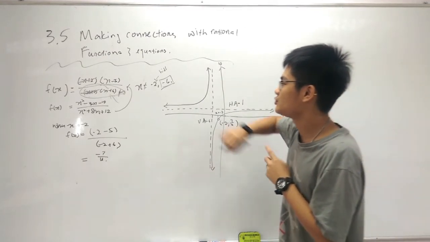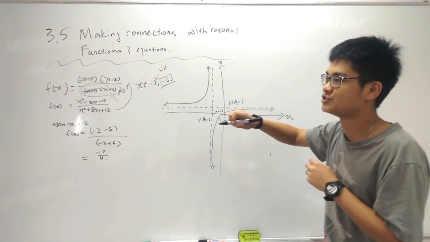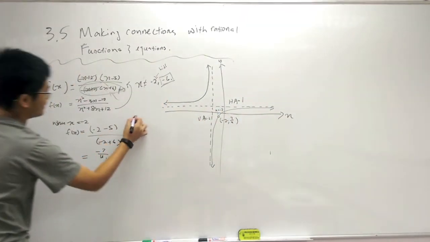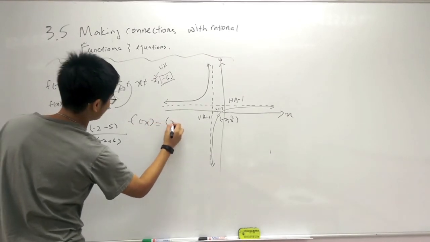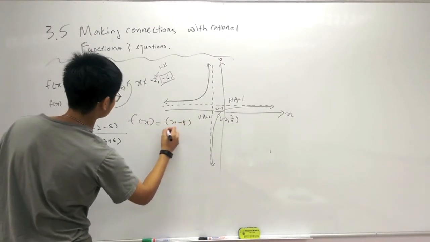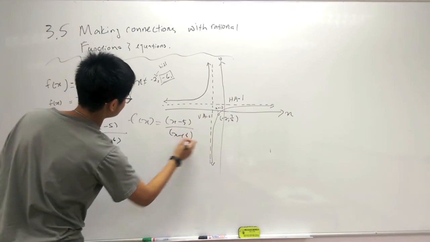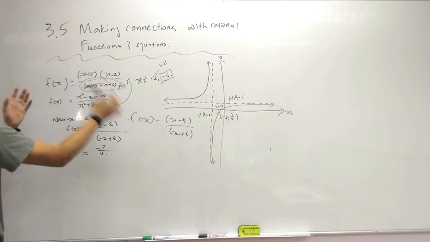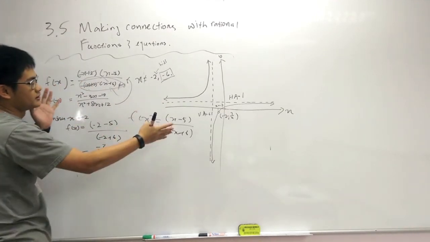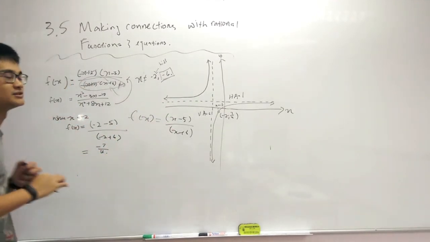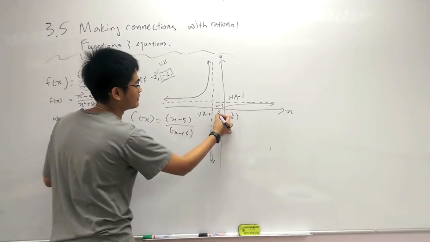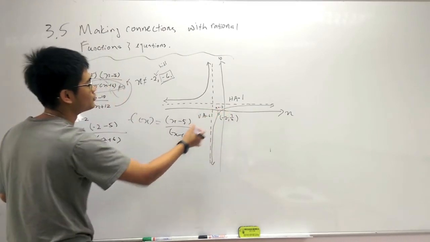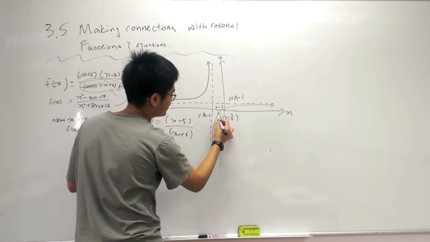Now, even though negative 2 is a restriction, it's not seen in the overall equation, which will be f(x) equals x minus 5 over x plus 6. This root is not seen in this function, but it still exists as a restriction, as there are no lines that can pass through this point here at x equals negative 2, and therefore it is called a hidden discontinuity.